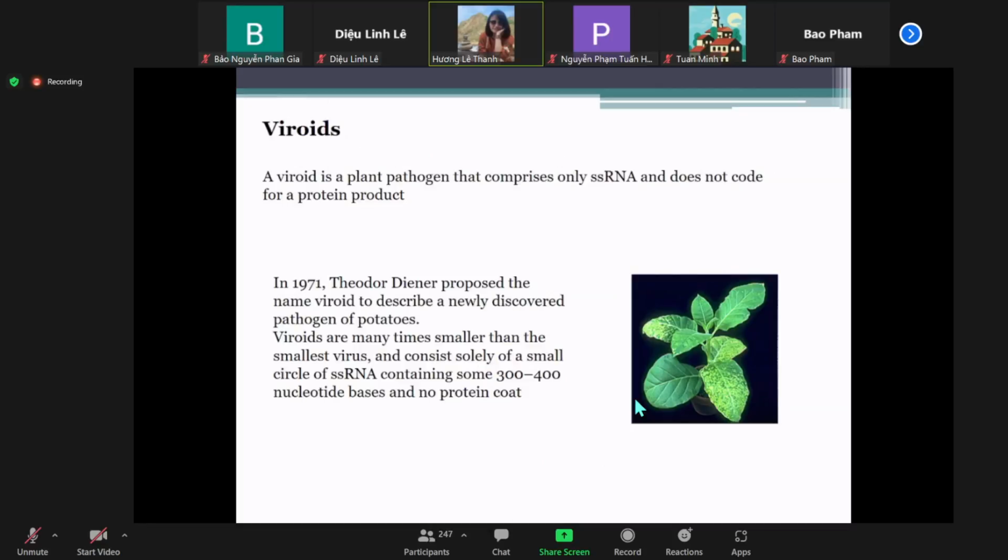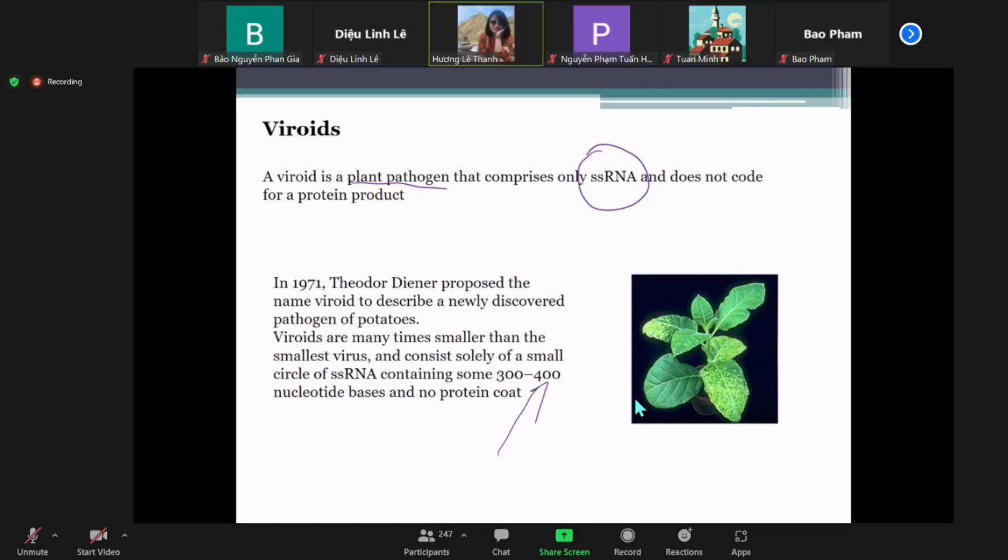And another type is not really a virus, but a part of a virus that can cause disease. We call them viroids. A viroid is normally a plant pathogen that is only single-strand RNA, and they do not code for any protein products, but they can cause disease in plants.